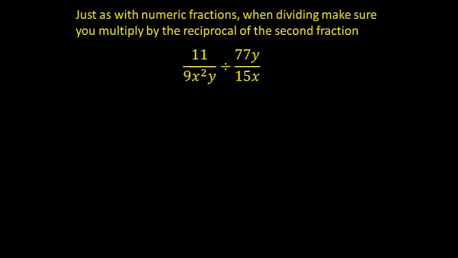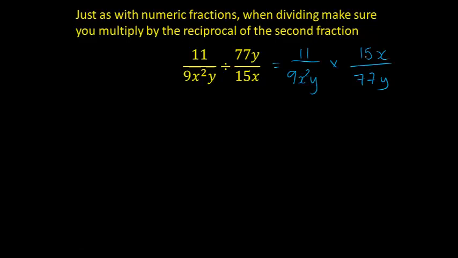When we divide fractions, we have to flip and multiply. So you're multiplying by the reciprocal of the second fraction. So this would become 11 over 9x squared y times 15x over 77y. You can't simplify until you've done your flip and multiply.